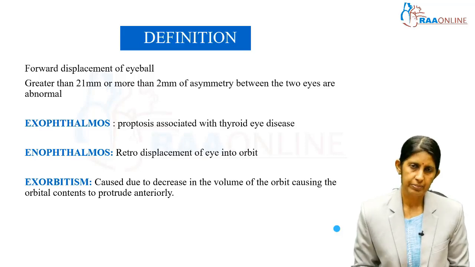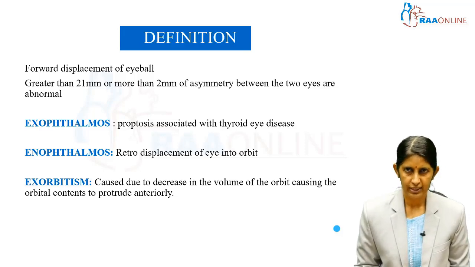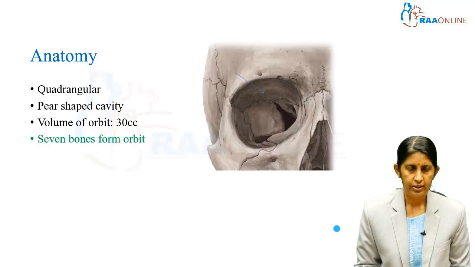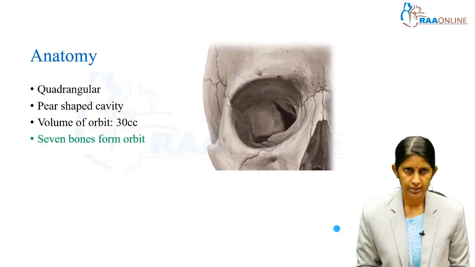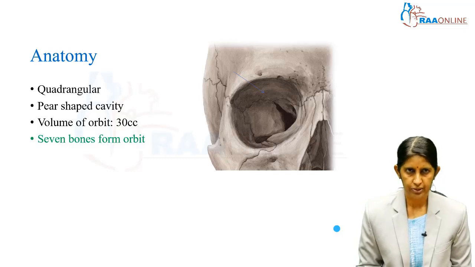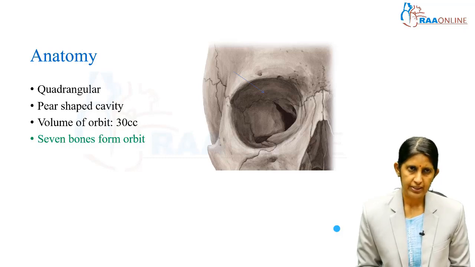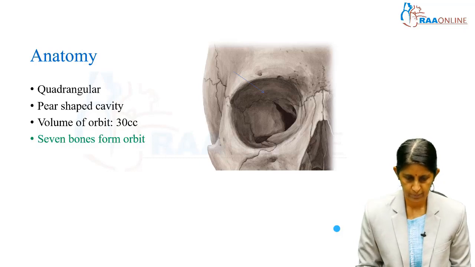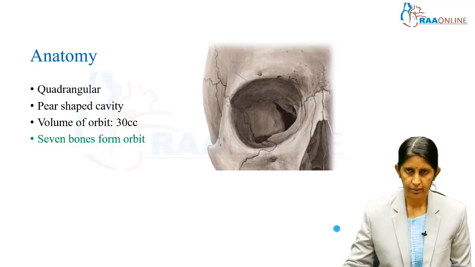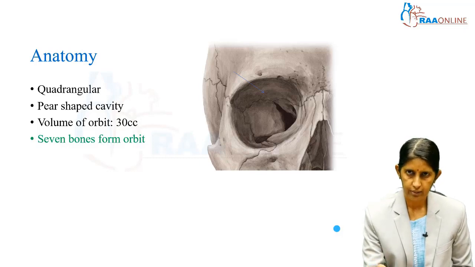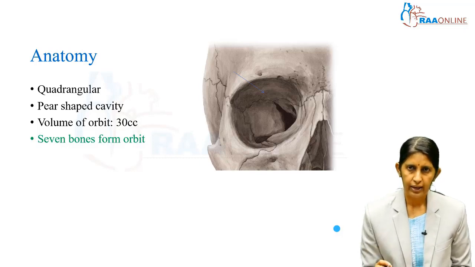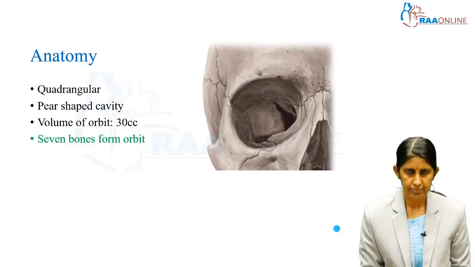The applied anatomy of the orbit, the contents and its structures, is extremely important to understand in order for us to identify the various pathologies associated with it. So basically the orbit has a quadrangular shape, as you can see in this picture, and it is also believed to be a pear-shaped cavity.